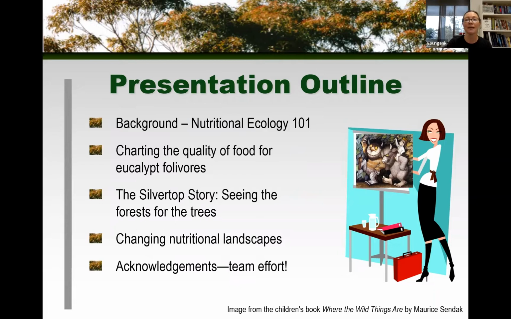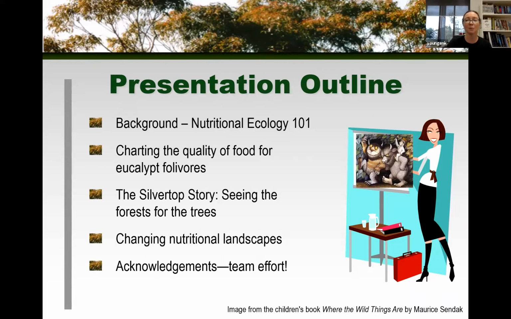That project resulted in us looking at some landscapes more closely because of interesting patterns in animal species occurrence and tree species composition. This brings me to the Silvertop story. I'll tell you about how our findings added an important piece to the puzzle of why some eucalypt folivores were much less likely to occur in Silvertop-dominated forests.